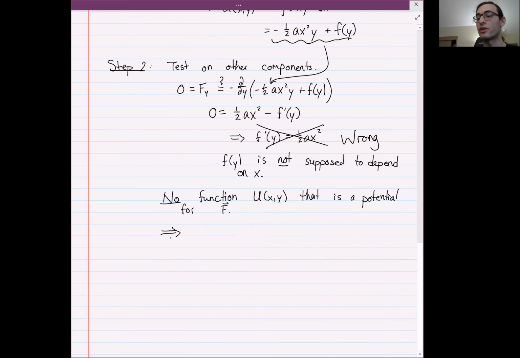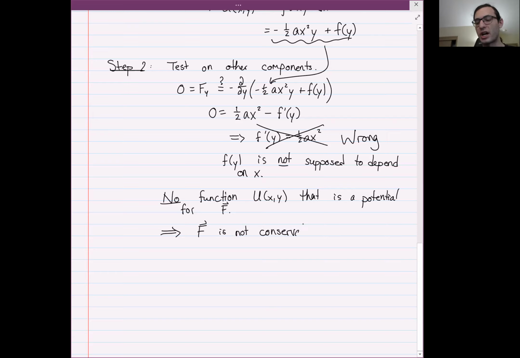But what this implies for this function is that there can't be an x or a z in f prime of y, because by definition, f of y only depends on y. There can't be x's present because by definition, f only depends on y. So the fact that the potential energy function u of x and y doesn't exist for the function f implies that the force f is not conservative.